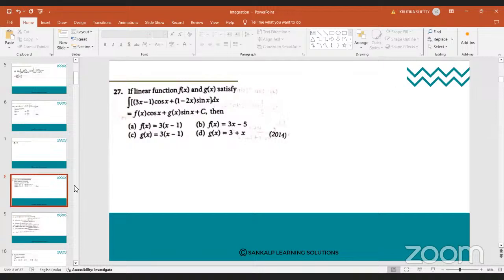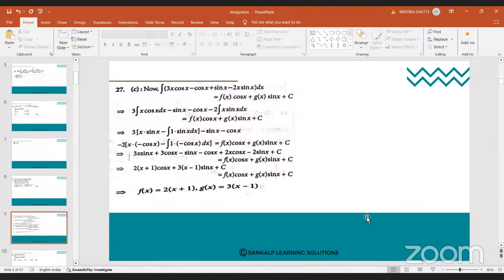So we need to calculate the value of f of x and g of x. Here we are considering the given function first. So 3x cos x, when we simplify it, we get 3x cos x minus cos x plus sin x minus 2x sin x dx, which is equal to f of x cos x plus g of x sin x plus c. Next, taking 3 common, we get 3 times integral of x cos x minus sin x minus cos x, minus 2 times integral of x sin x dx.